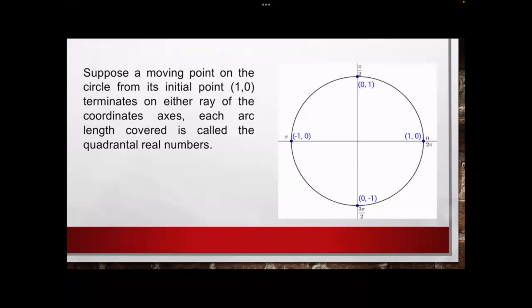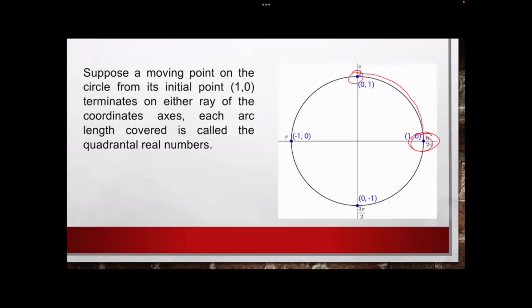So the quadrantal real number is supposed a moving point on the circle from its initial point 1, 0. So ito yung kanyang initial point. Dito siya. Then terminates on either ray of the coordinates axis. So each arc length over is called the quadrantal real number. So from here, pumunta ka dito.